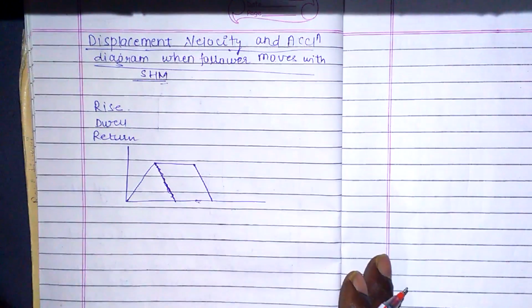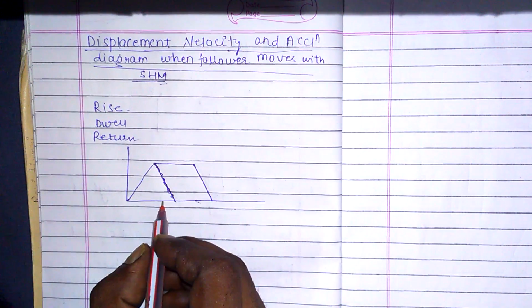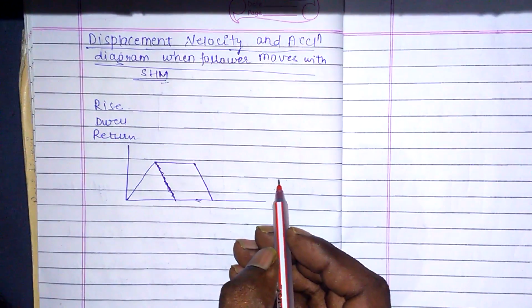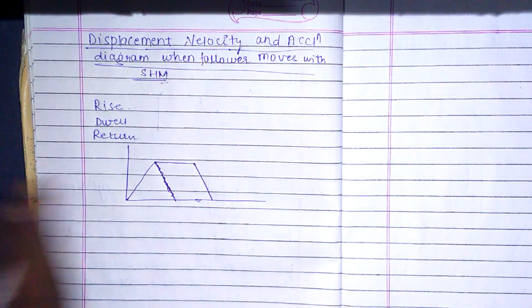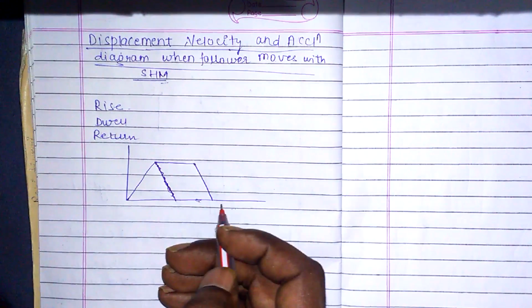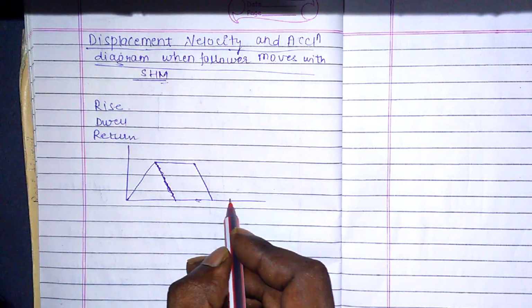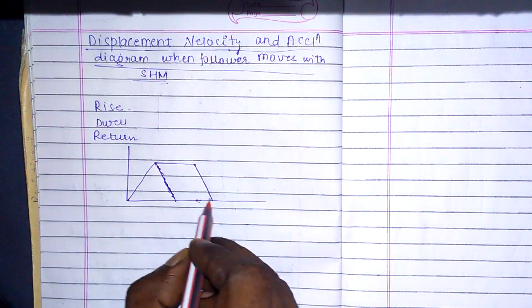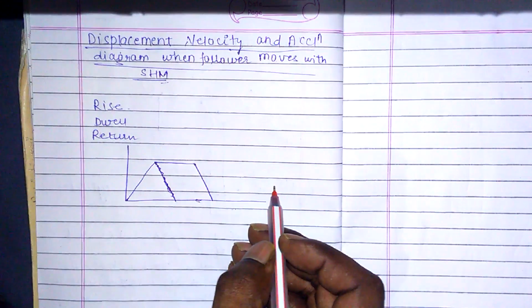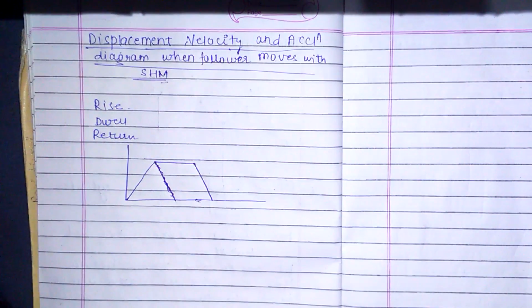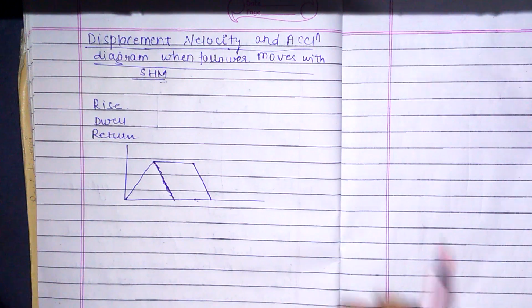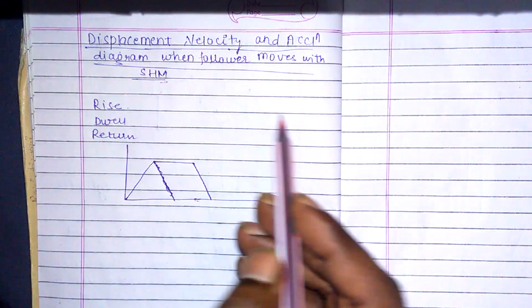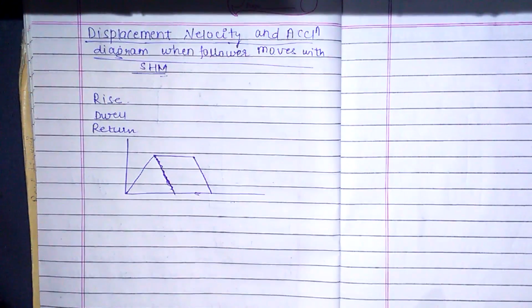So if it says that it rises for 90 degree or 70 degree, then after that 30 degree dwell, and then it says again that there is 40 degree return, then we have to complete these paths in the given intervals. So this is a very easy thing, but once you get it, it will be very easy for you. Now let us get back to the topic: displacement, velocity and acceleration diagram when the follower moves with simple harmonic motion.